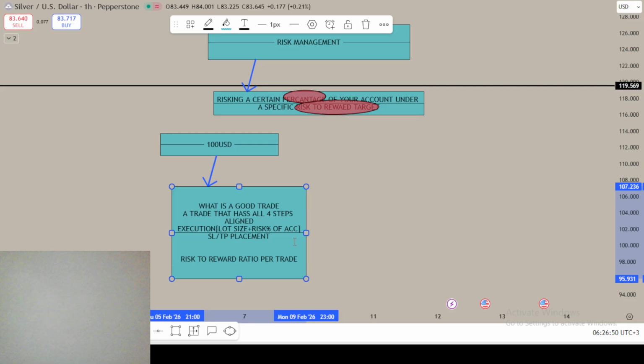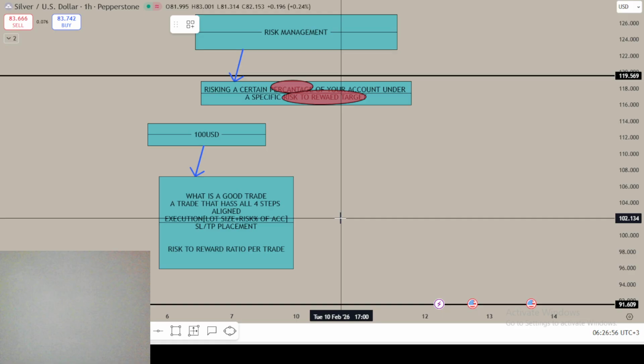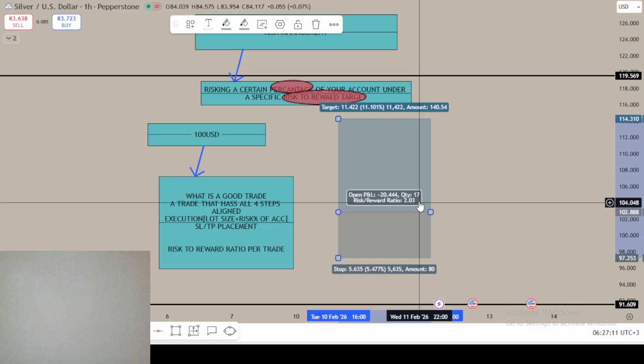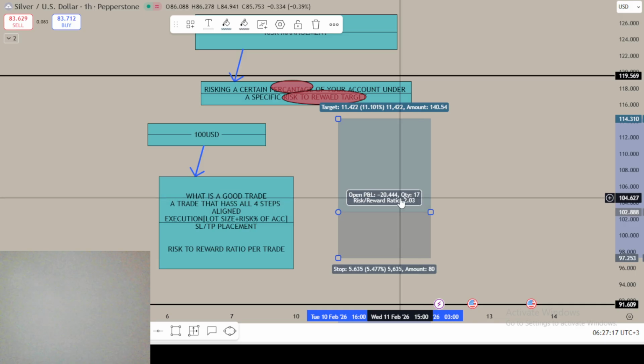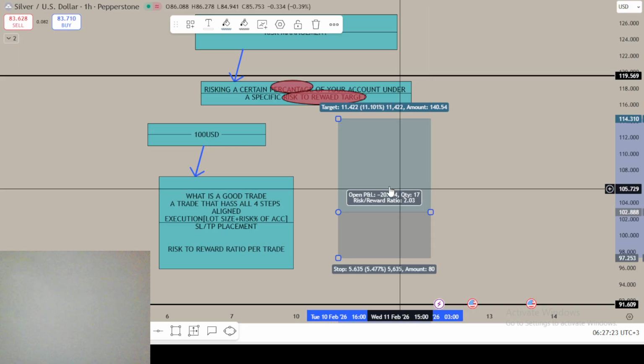What is risk to reward? If you look at this long position, you'll see that you have a risk to reward ratio here and it's saying 1. So if I adjust this a little bit, we have a risk to reward ratio of 1 is to 2. This is how you read it. If you see 2.03, you just add 1 before 2.03. So you have a risk to reward ratio of 1 is to 2.03. This is how you read risk to reward, and this is the most important thing.